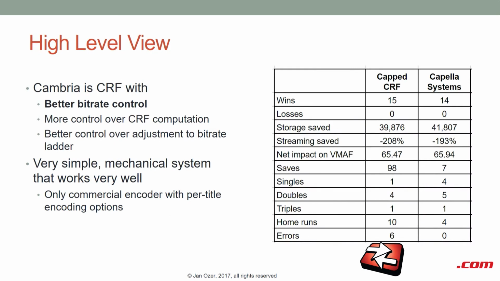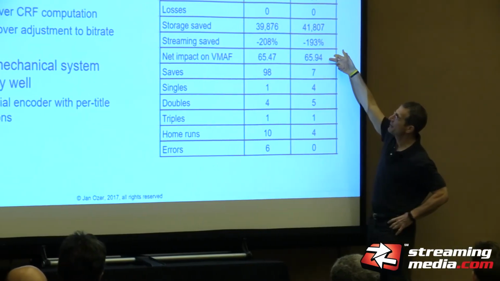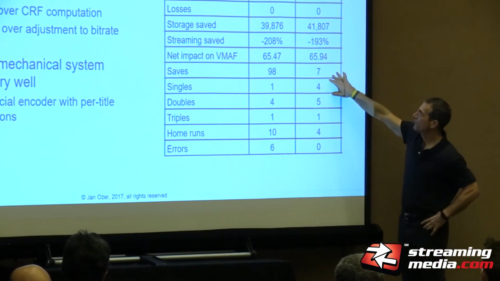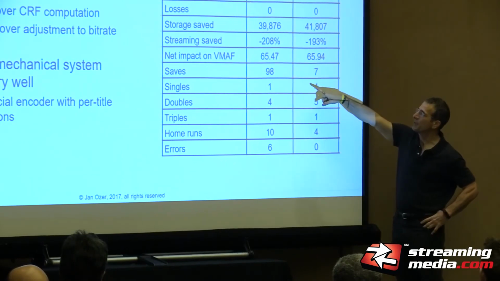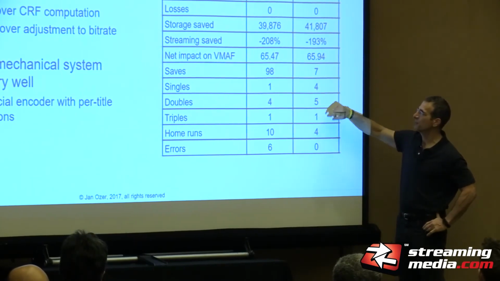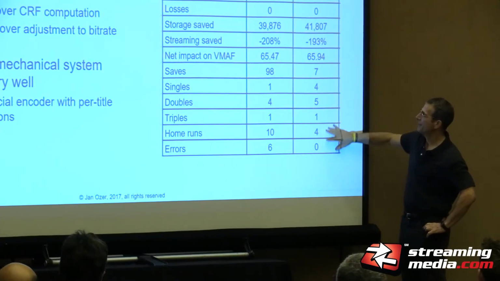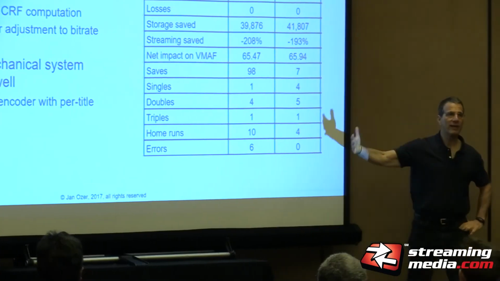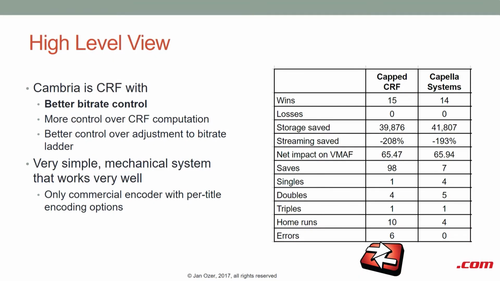And essentially, Cambria is CRF with better data rate control, because they're using the same mechanism. And what we saw is we had better storage saved, not as much streaming saved, about the same impact on VMAF. We saved some encoding ladder rungs, but nowhere near as much as eliminating the entire first pass for Cap CRF, and then not as many home runs. Because again, this is a more data rate constrained technology. It's not going to produce the home runs that we saw with Cap CRF.